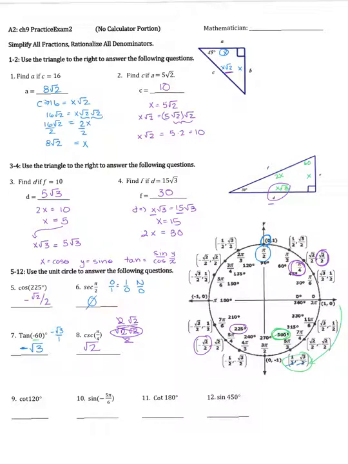Cotangent, 120. So cotangent is the reciprocal of tan, so this will be your x over your y. So let's find 120 degrees. And again, we're going to take the reciprocal of the x over the y. We can ignore the denominator. So that's going to be negative 1 over rad 3, which we have to rationalize. And so that's going to give me a negative rad 3 over 3.